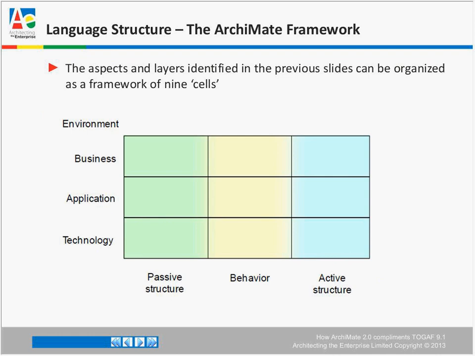So the ArchiMate entities can be assigned to cells in this 3x3 matrix. So it's either a passive structure element, a behavior element, or an active structure element in either the business, application, or technology layer.